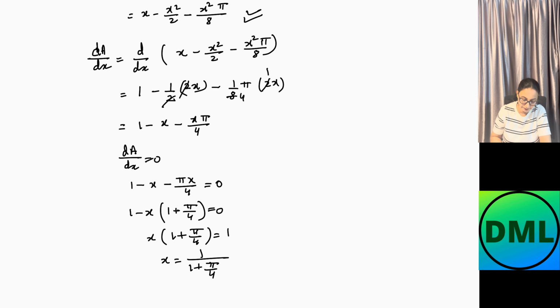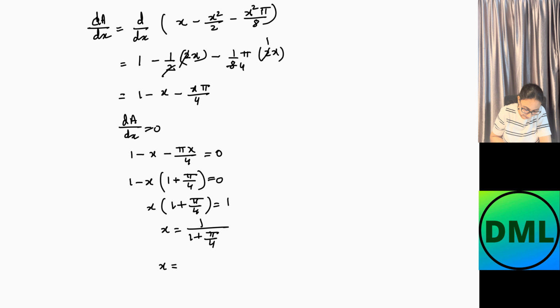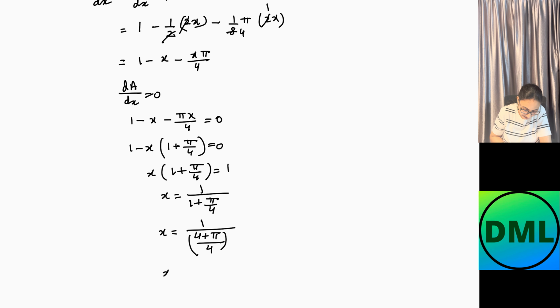Let's take the LCM here in the denominator. This will be written as 1 over, if I take the denominator as 4 as the LCM, 4 plus pi, which will be written as x is equal to 4 divided by 4 plus pi. That is the value for x where the stationary value of A lies. I need to show that that is the maximum. I need to double differentiate dA by dx.